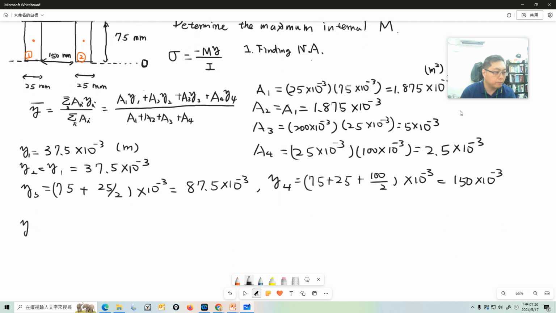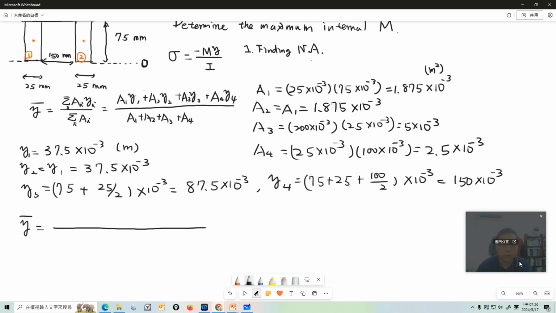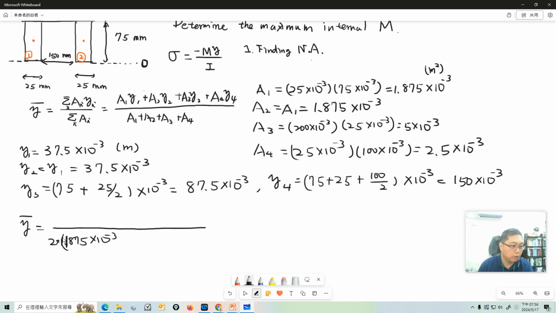What's our y bar? It's very numerical. The denominator is A1 times 10 to the power minus 3, and A1 and A2 are the same, so it's 2 times 1.75 times 10 to the power minus 3, plus A3, which is 5 times 10 to the power minus 3, plus A4, which is 2.5 times 10 to the power minus 3.